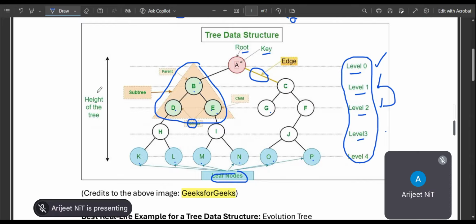And then you will notice the height of the tree. Height of the tree is basically the distance to the furthest node. Here, except for G, K, L, M, N, O and P are furthest. So let's choose one, K. The distance between the furthest leaf node and the root node is the height of the tree, and we have to count the direct edges. Here 1, 2, 3, 4. So the height of this tree data structure is 4. Okay. Now let's move on.